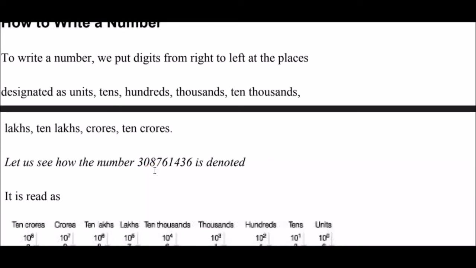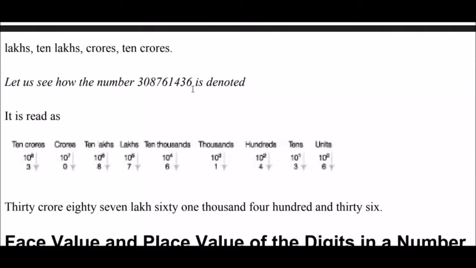That number is 30 crores 87 lakh 61,436. Let us see how this number is denoted. It is read as, see here, first right to left. The first one is units, ones. 6 is 6 units. Next, 3 tens, 4 hundreds, 1 thousand, 6 10,000s, 7 lakhs, 8 10 lakhs, 0 crores, 3 10 crores.